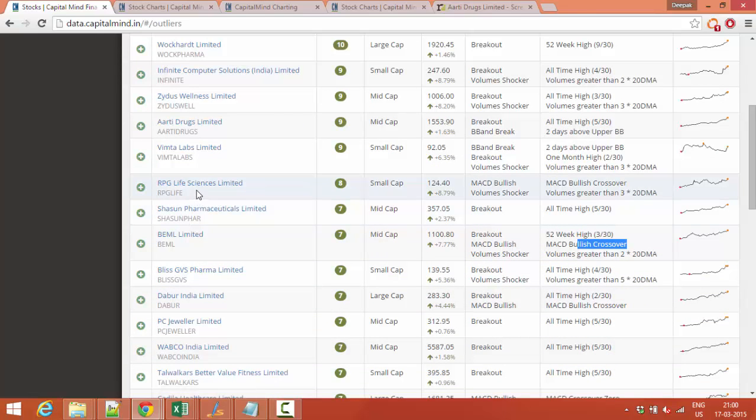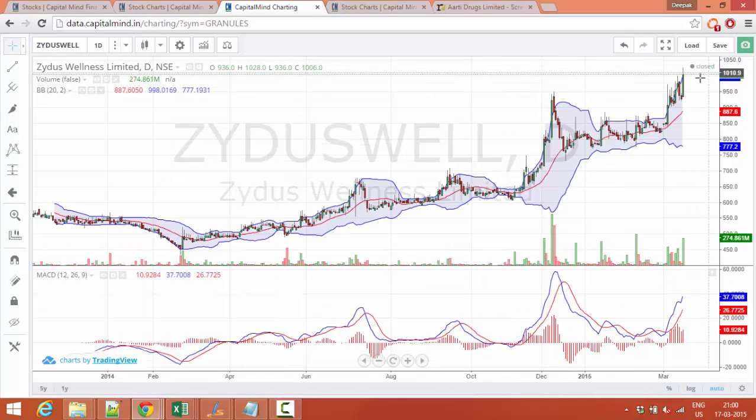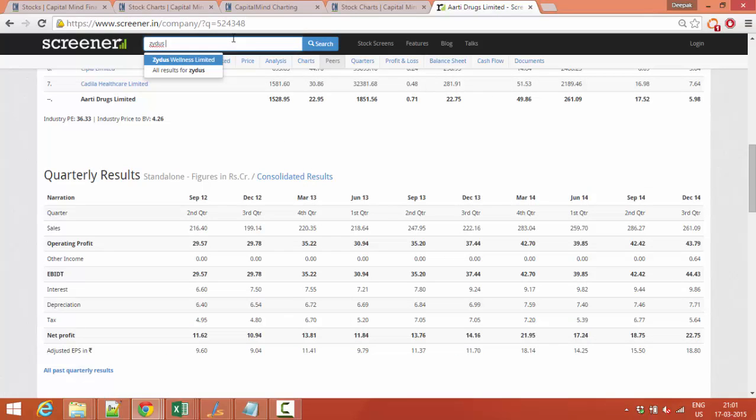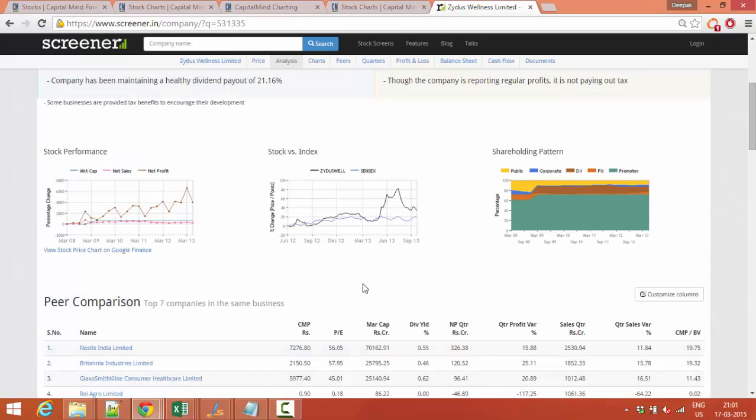One sector that's starting to look interesting, apart from pharma, is FMCG. You've got Zydus Wellness at one point. So Zydus Wellness has an interesting chart. You've got a new high coming in, a very strong MACD performance, reasonable volumes, and the stock starting to break out. So this looks interesting. How does it look on the charts? We've got a fairly good handle of things here, 32.37. That's not too bad for an FMCG stock.